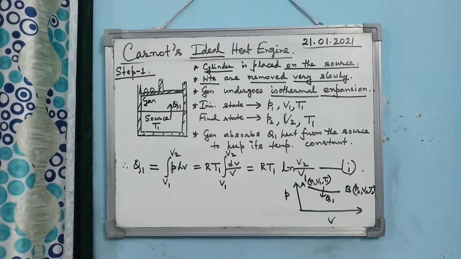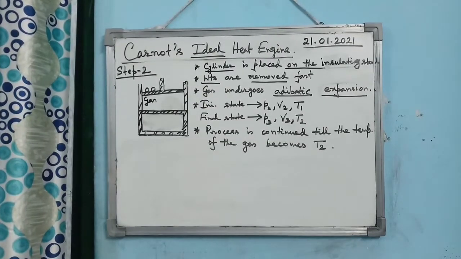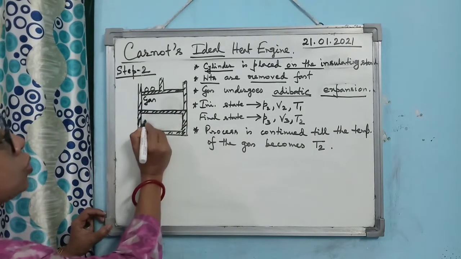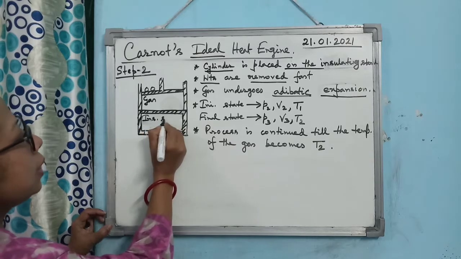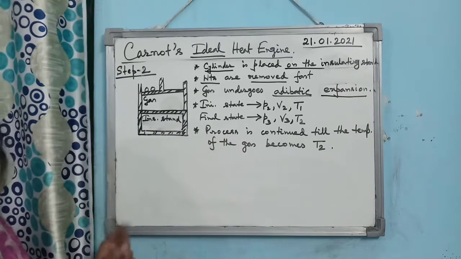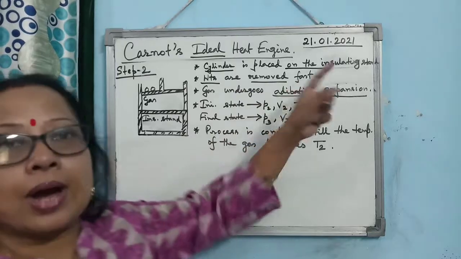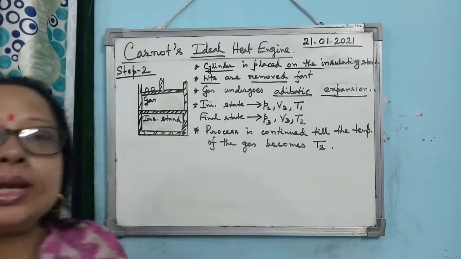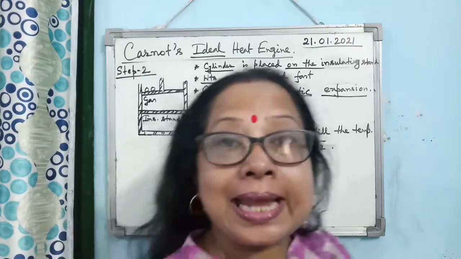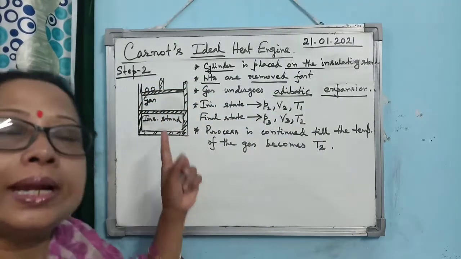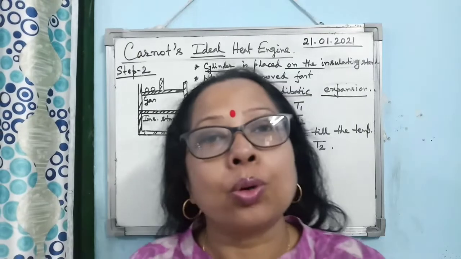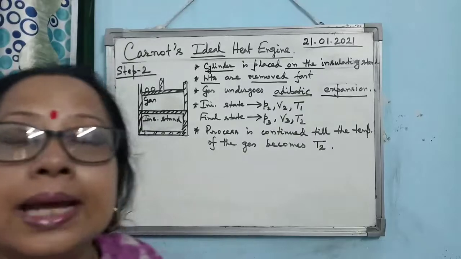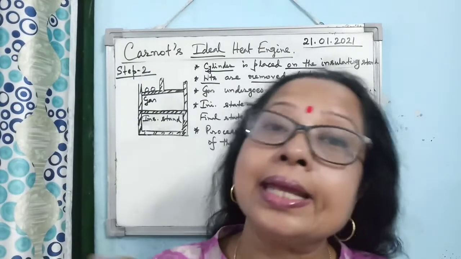Then the second step is that now the cylinder is kept on the insulating stand. This is the insulating stand. And then weights are removed further. So what will happen when the weights are removed? The gas will undergo expansion, but as it is kept on the insulating stand, the gas won't be able to exchange heat with the surroundings. It means the gas will undergo adiabatic expansion.